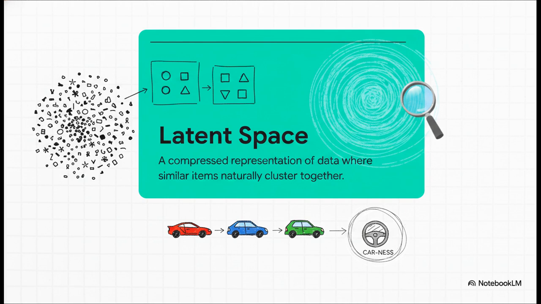The word latent just means hidden. These features aren't explicitly labeled by human engineers. The neural network discovers them on its own during training. It's kind of like describing a car. You don't describe every single atom or pixel, right? You just capture its carness, the color, the shape, the brand. Latent space dramatically shrinks your data size while perfectly capturing that essential carness in just a few hundred numbers.